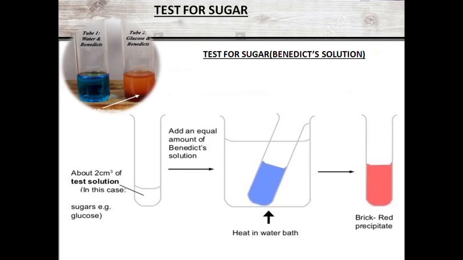Then you have to put a few drops of Benedict solution. You can see on the upper side the solution which is blue in color, that is the Benedict solution. After that you have to heat the test tube in a water bath. After heating you can see the change in color of the food sample. The Benedict solution carrying the sugar solution changes to brick red color or orangish color. So that shows the given food sample carries sugar in it.